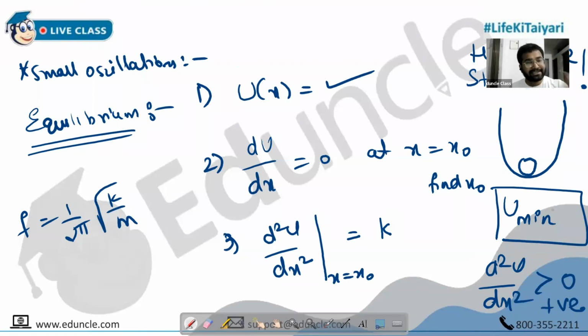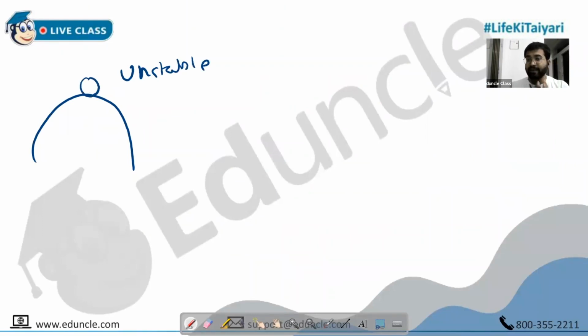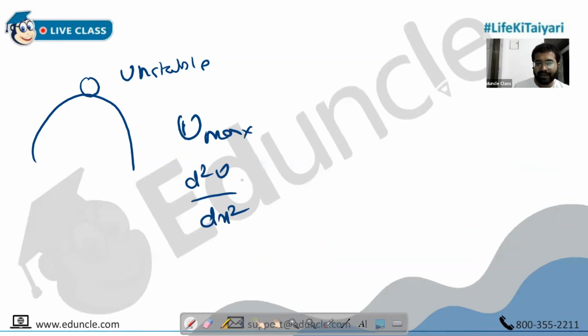For maxima, when you talk about unstable equilibrium, which looks like this, the ball is right now at rest. It is in equilibrium, but is highly unstable. A small tilt and equilibrium will be lost. So this is where potential energy is maximum, but the value of d square u upon dx square at x equals to x naught is now less than 0.